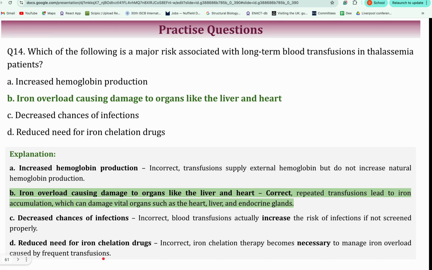So from here you can take two takeaway messages. First takeaway message is that prolonged transfusion leads to iron overload. And second thing is we need iron chelation drugs to overcome the iron overload. And long-term blood transfusion can also lead to infection if it's not properly screened, but it does not increase the hemoglobin. So I hope these concepts are now clear. Let's move to next question.